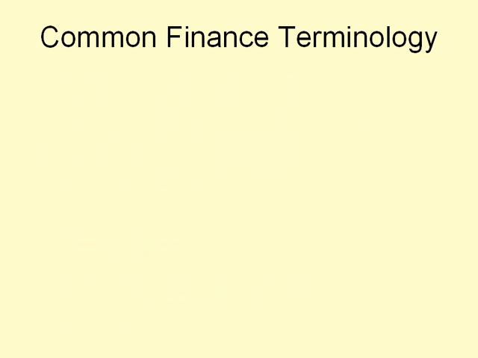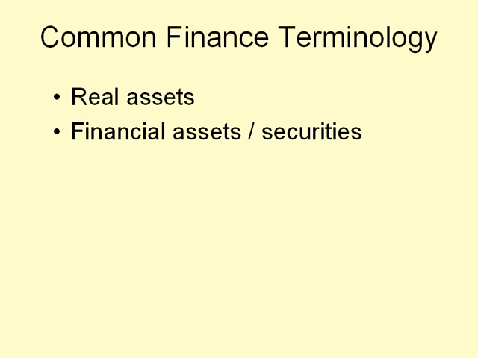Now some common finance terminology. We want to distinguish real assets from financial assets. Real assets are physical things like equipment, buildings, sometimes inventories. Often they show up on the balance sheet of the organization as plant, property, and equipment. They represent the physical capital that the firm combines with labor to produce goods and services that the firm sells.